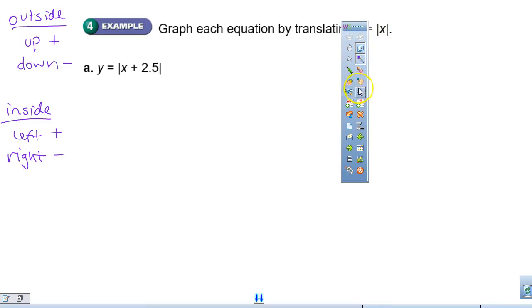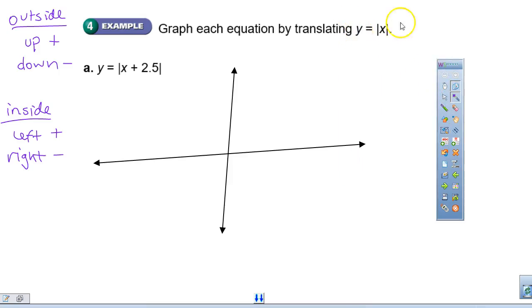So I'm going to go ahead and make some grid paper for this example here. And I am going to start, it says to graph by translating y equals the absolute value of x. So I'm going to start with my parent function. So go ahead and start with the parent function. Where does the parent function start at? 0, 0, up 1 over 1, up 1 over 1.